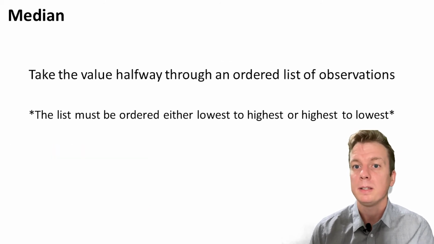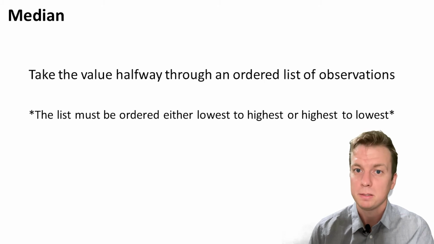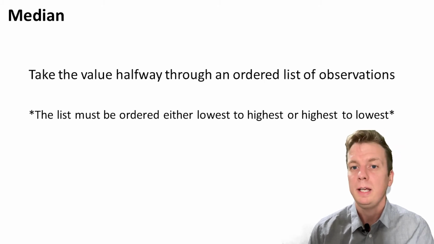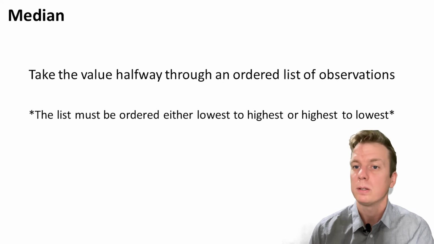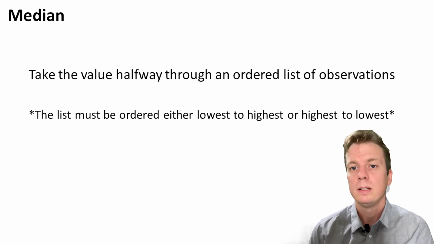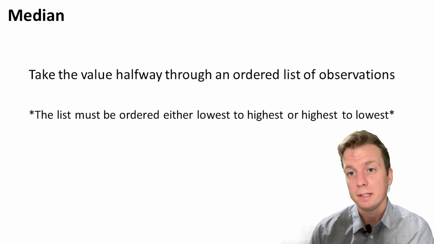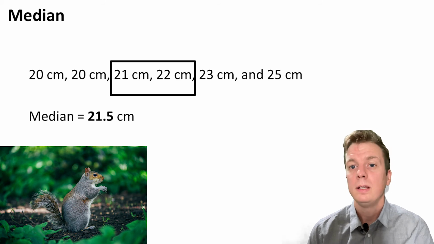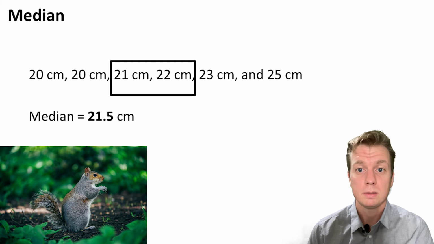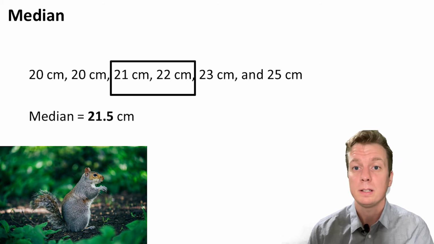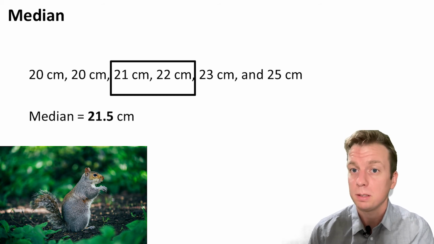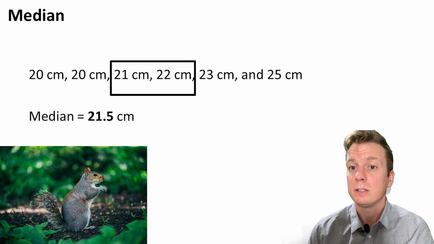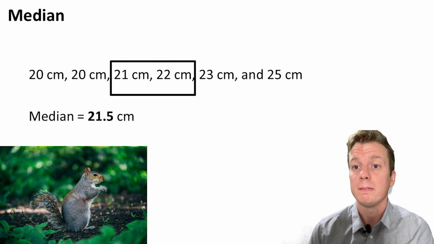We can also calculate the median of the sample to find the middle measurement. To get the median, you take the value halfway through an ordered list of the observations. Note, the list must be ordered either lowest to highest or highest to lowest. For our squirrel example, the ordered list would be 20 centimeters, 21 centimeters, 22 centimeters, 23 centimeters, 25 centimeters, and 28 centimeters. The halfway point is between 22 and 23 centimeters, so the median would be the average of those two numbers, which is 22.5.